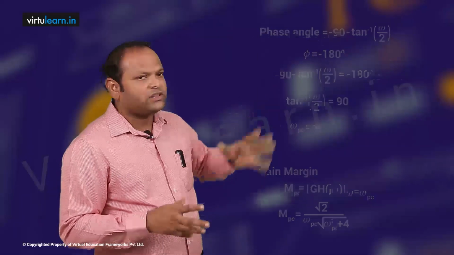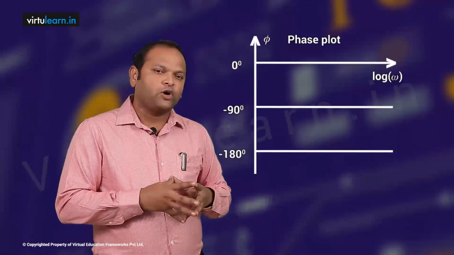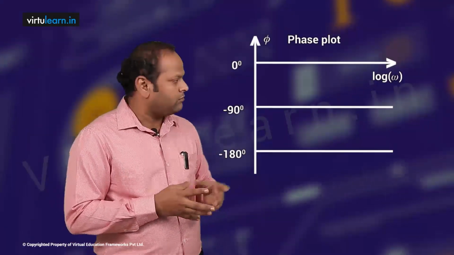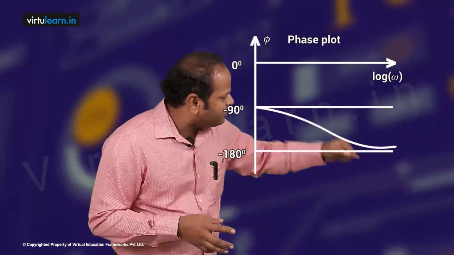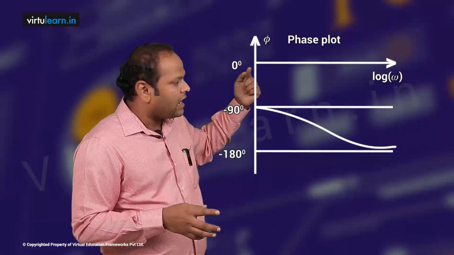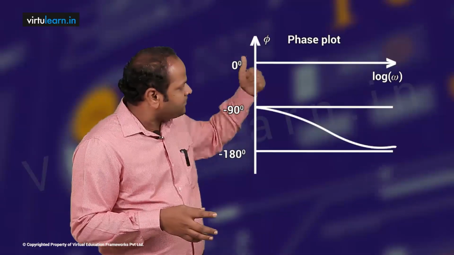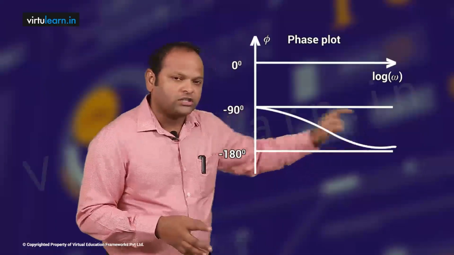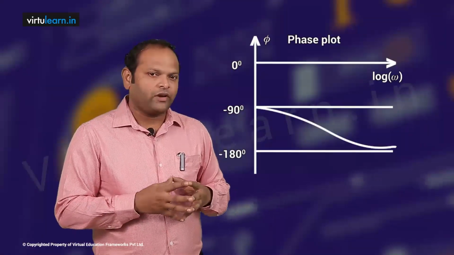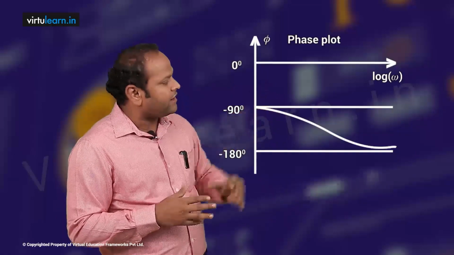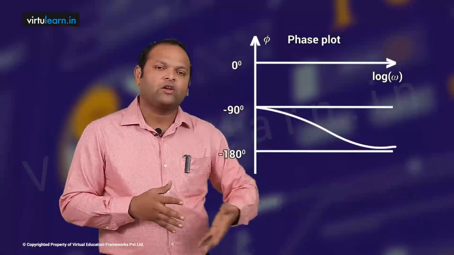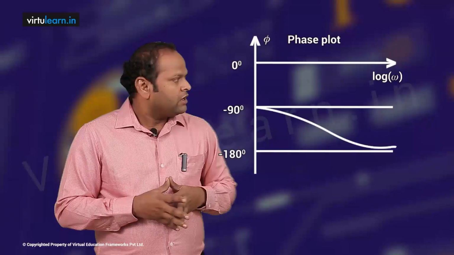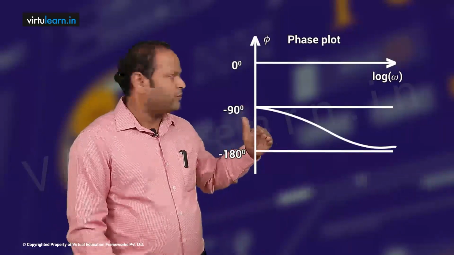When you relate this with the phase plot in the Bode diagram, it is in between minus 90 and minus 180, which means the phase plot is not crossing the minus 180 degrees line. When the phase plot is not crossing the minus 180 degree line, then we can take that omega PC is infinity. Then what do I need to do to find the gain margin?